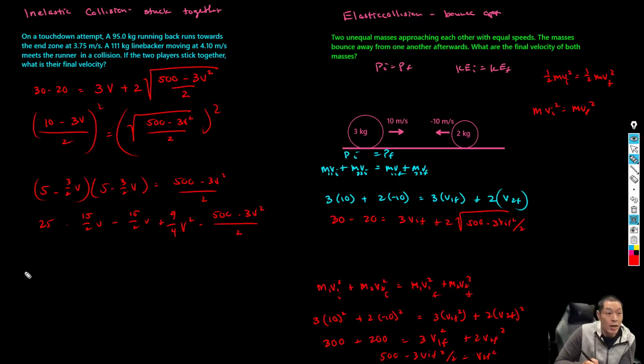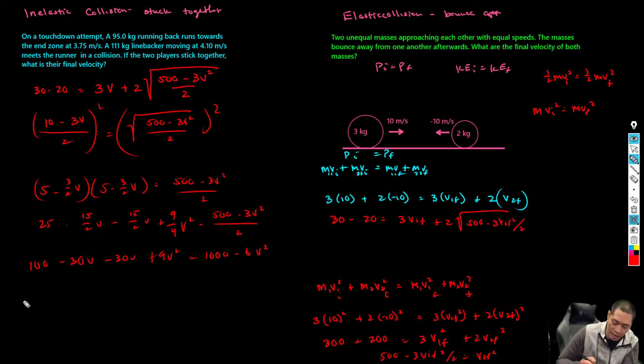I want to get rid of the fractions, so I'm going to multiply everything by 4. So 4 times that equals 100. 4 times that is 30v, I believe, right? This one is also 30v. 4 times that equals 9v squared. And then 4 times this will give me 1,000 minus 6v squared. Okay, so it looks nicer already. Notice that most of it's nice big numbers.